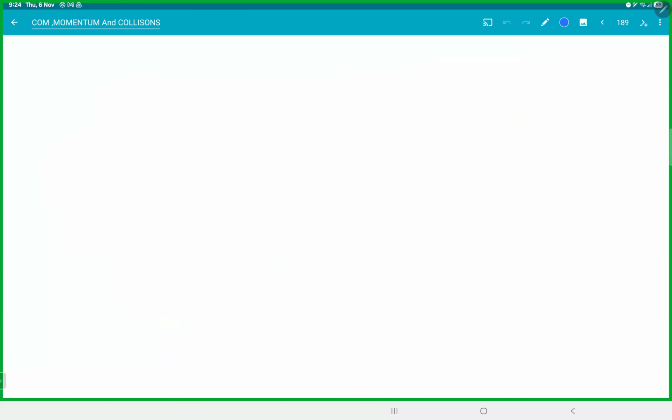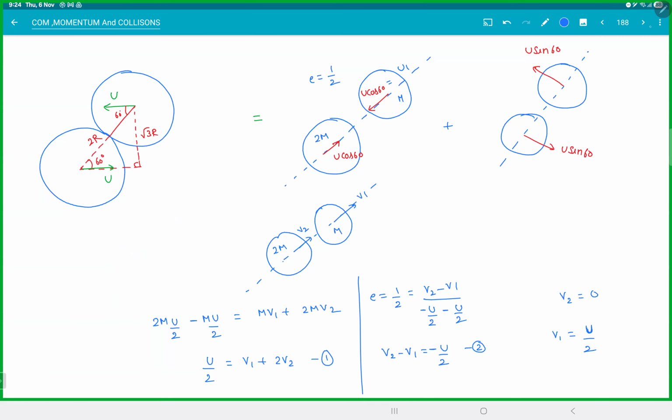You're done actually. Okay, question. Then just add your answer. So the 2m guy stops. So it will just go perpendicular to it. So this will keep going with u root 3 by 2. The other guy will go with u root 3 by 2 this way and u by 2 this way. That's your final answer.